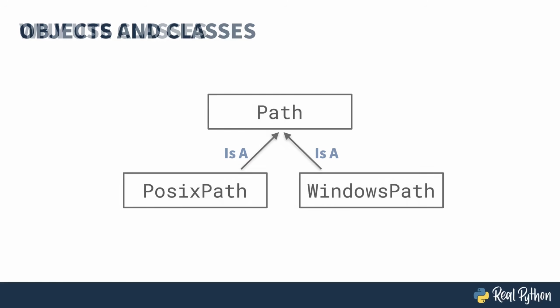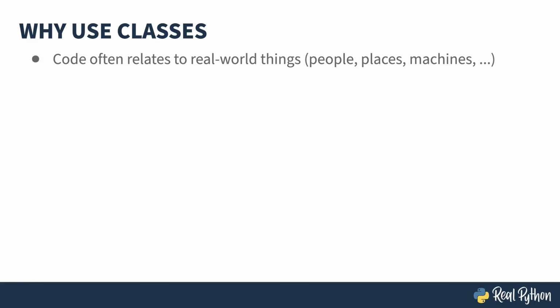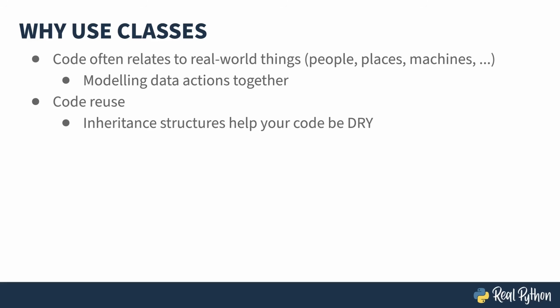Let's summarize. Why might we use object-oriented coding? Code often relates to real-world things, people and file paths, for example. Keeping the data for these things and the operations on them together just kind of makes sense. By grouping things in classes, you can reuse the code. The common code to both Unix and Windows file descriptors should be in one place.